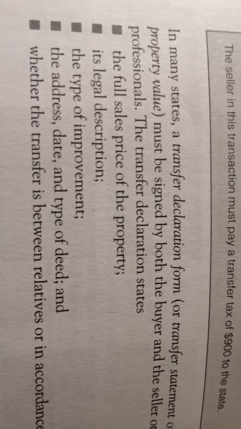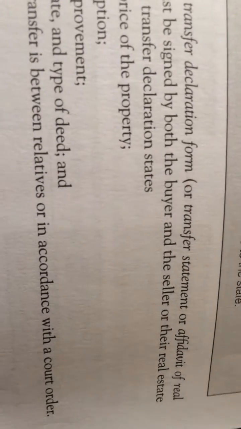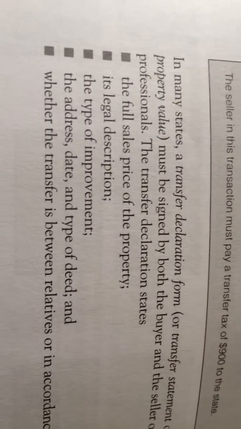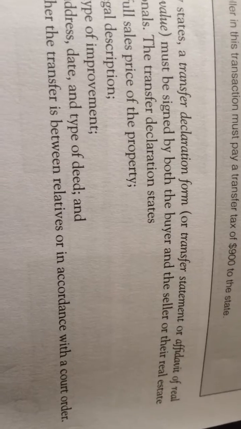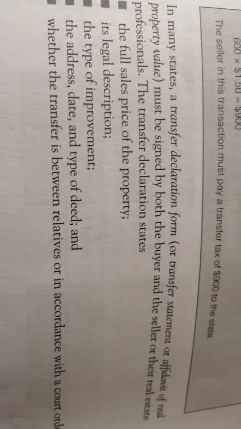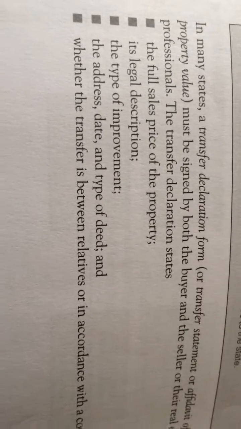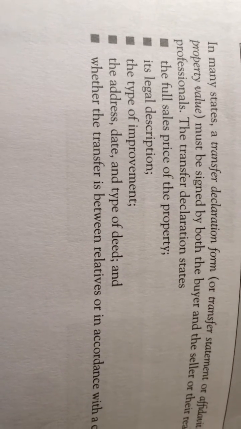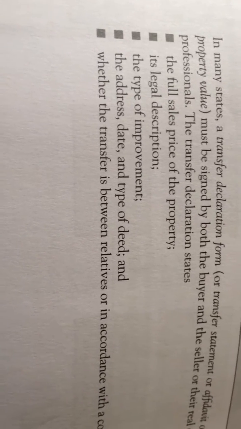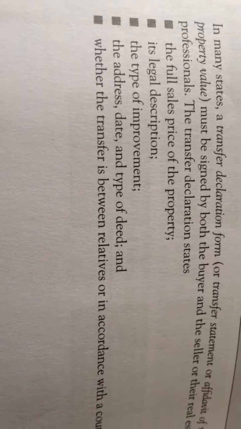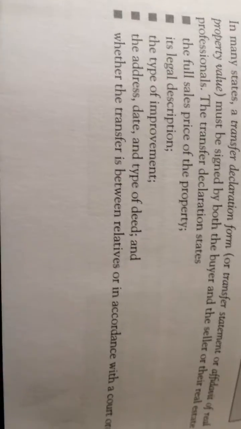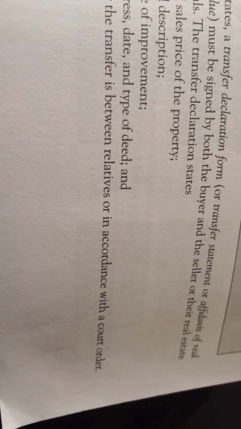In many states, a transfer declaration form or transfer statement or affidavit of real property value must be signed by both the buyer and the seller or their real estate professionals. The transfer declaration states the full sales price of the property, its legal description, the type of improvement, the address, date, and type of deed, and whether the transfer is between relatives or in accordance with a court order.